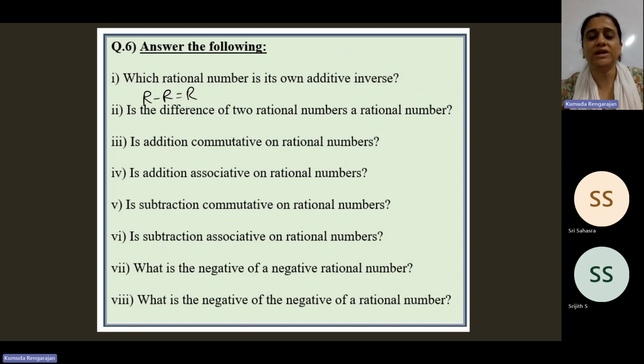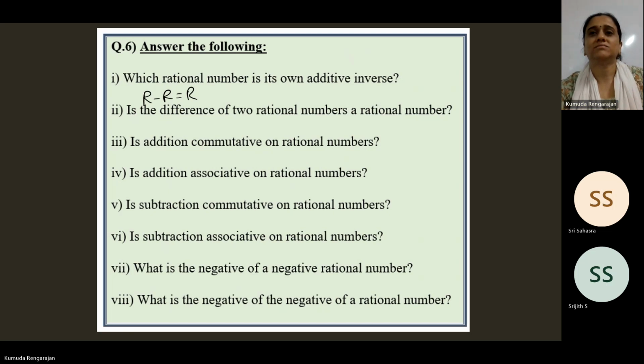Is addition commutative on rational numbers? 1 second. Children? Navneet? No, it's nice, but it's disturbing also.